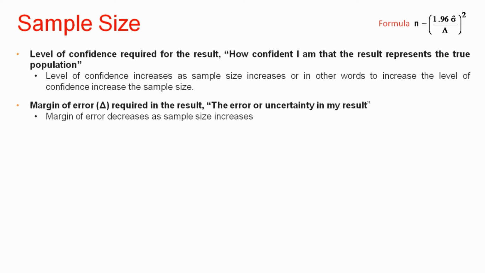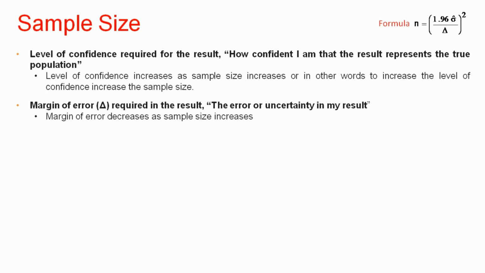Margin of error, which is delta. Margin of error delta required in the result, the error or uncertainty in my result. Margin of error decreases as sample size increases. So, what does this mean? This is a permissible error which is given by the customer. For example, the customer has asked you to process transactions and they are okay with 99% accuracy, which means 1% error is allowed, which is the margin of error.